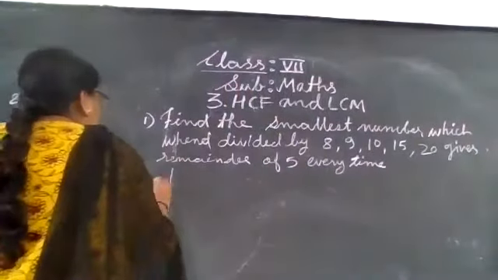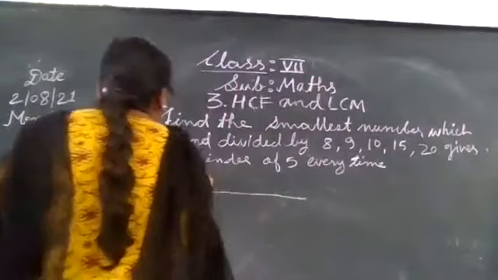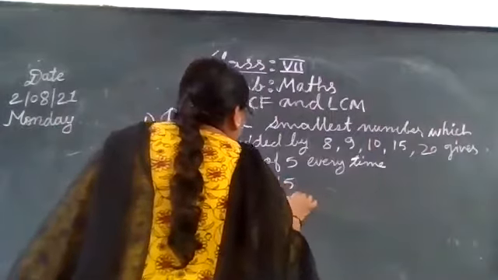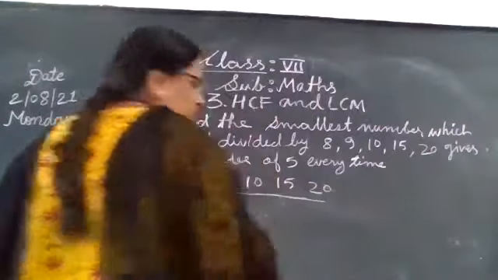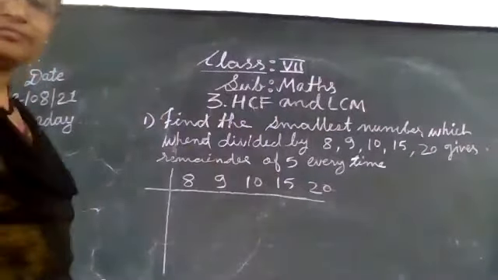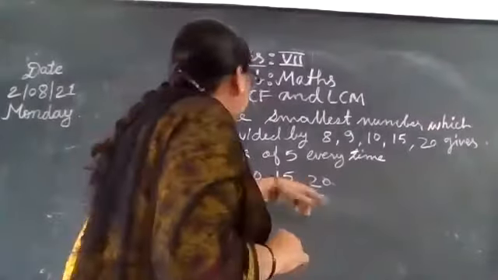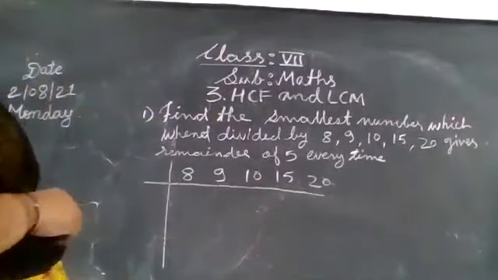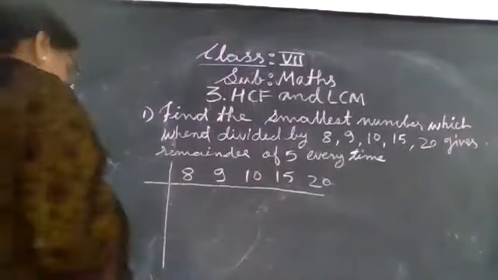Here we will use the common division method. 8, 9, 10, 15 and 20. Okay. So see beta, 8, 10 and 20 are the even numbers. So we will start with 2. 2 4s are 8. Again 9 is not divisible by 2. So write down 9 as it is. 2 5s are 10. 15 write down as it is and 2 10s are 20.